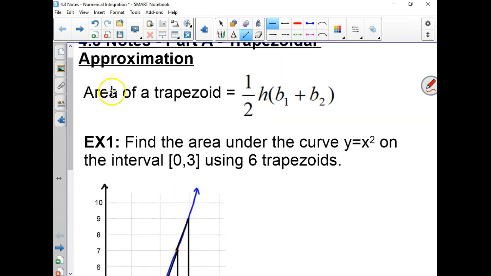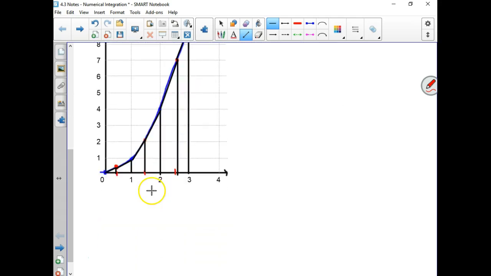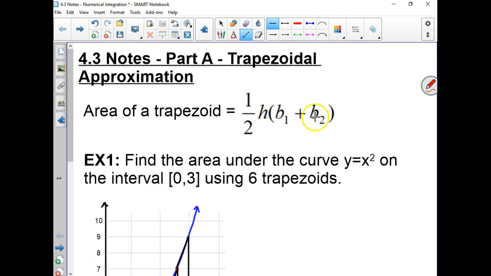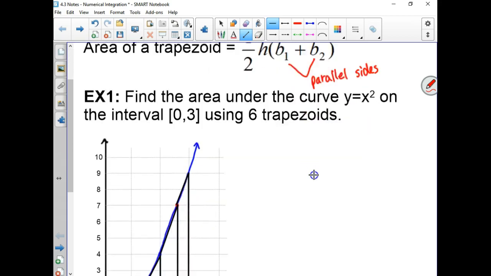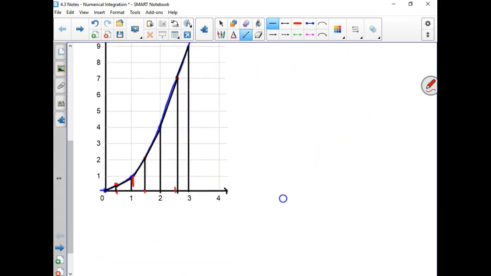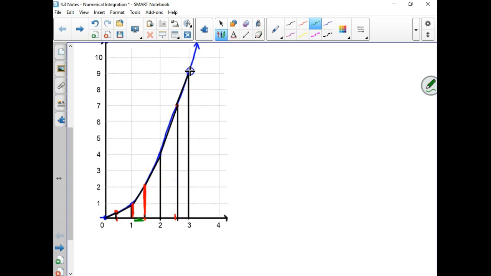Now up here I have the area of a trapezoid. We will need this. It's 1/2 the height times base 1 plus base 2. Now the trapezoid, base 1 and base 2, these are your parallel sides. So when we're looking at each trapezoid here, those parallel sides are actually our vertical sides, which makes the height this horizontal piece here. It's kind of like what we've been thinking of as our width of our rectangle.